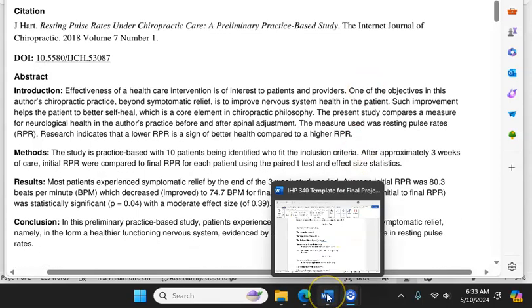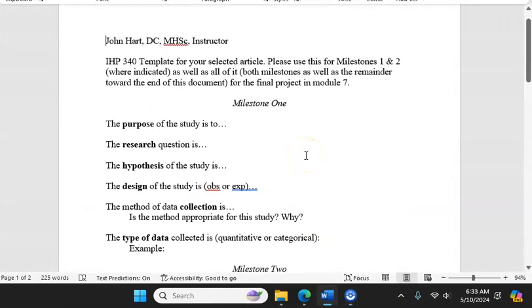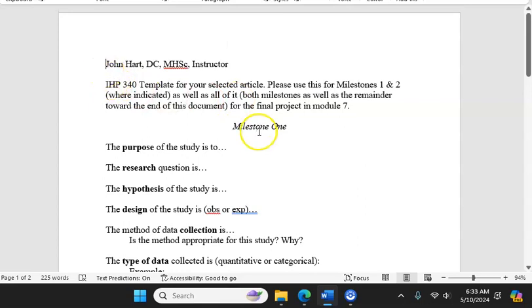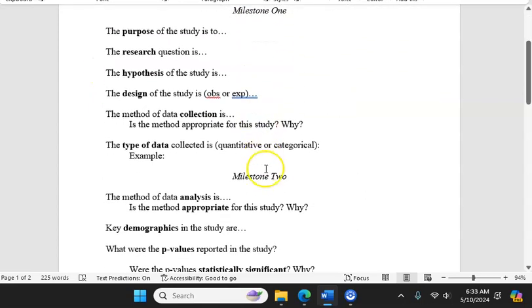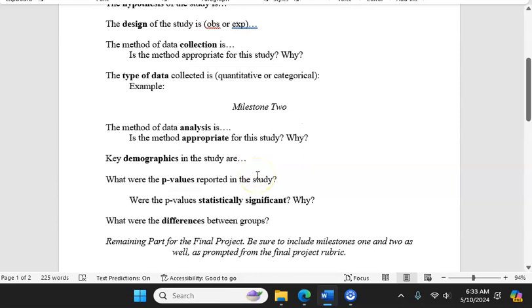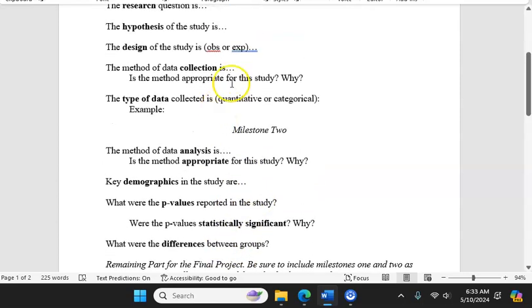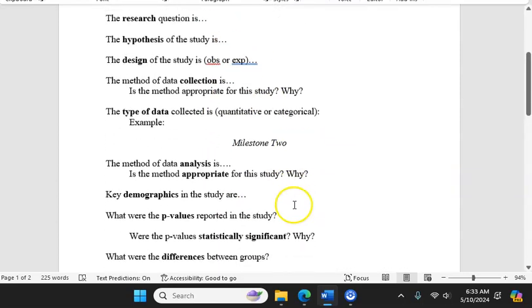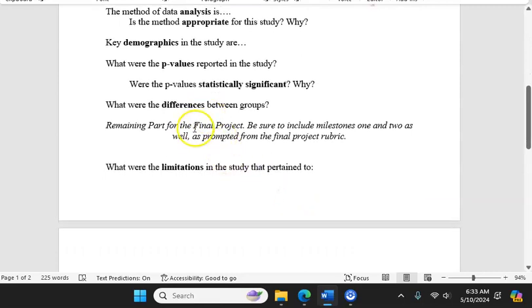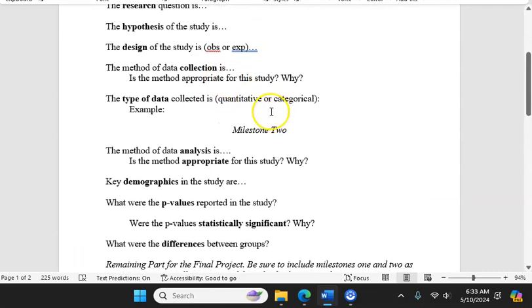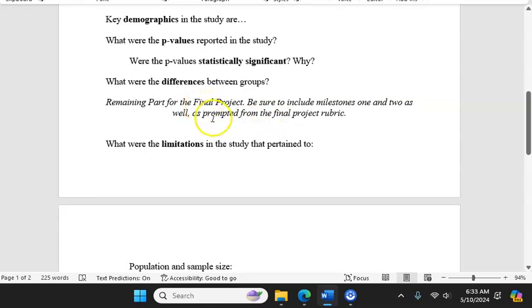And to align this with your first milestone, this is the template for milestone 1, milestone 2, and the final project. So you save milestone 1 and 2 for the final project. Those two will be part of your final project.